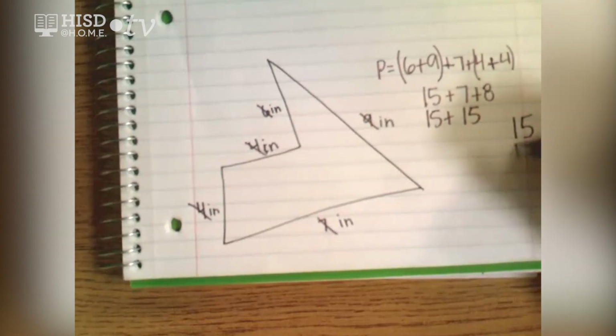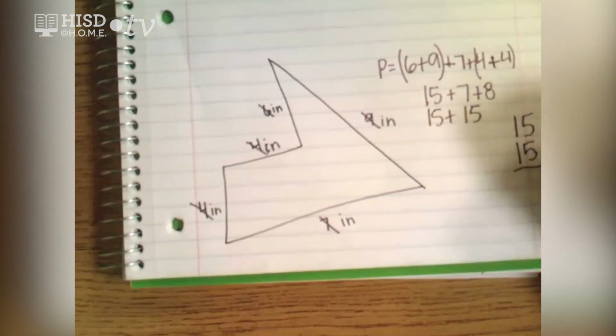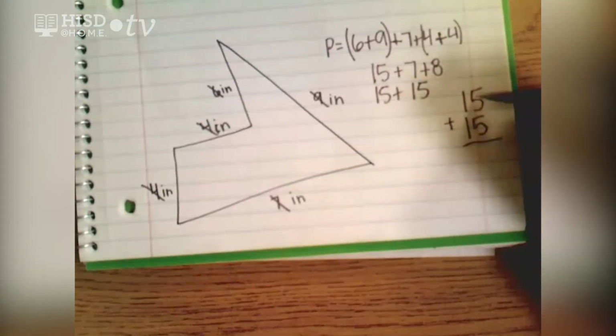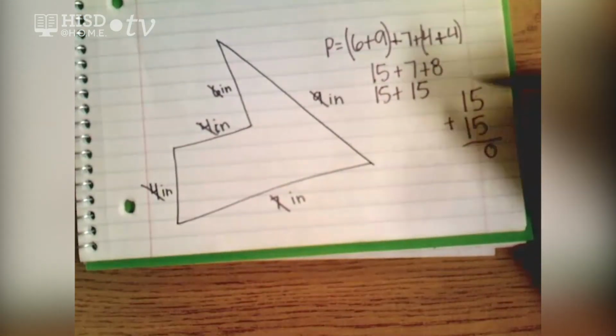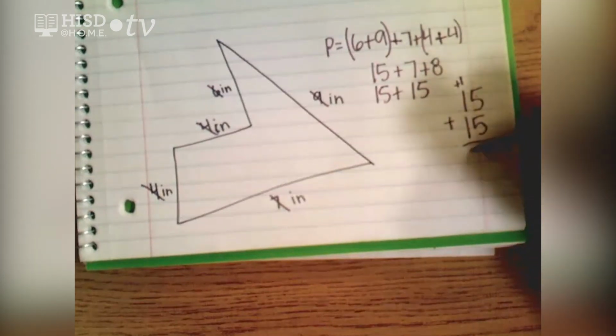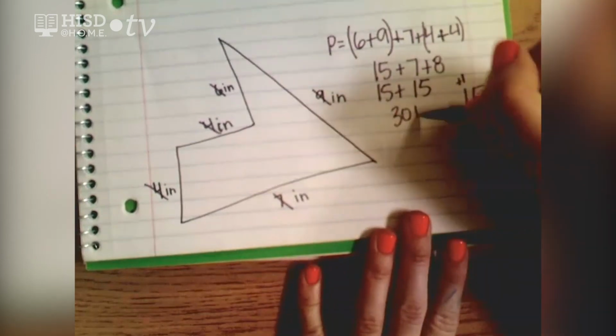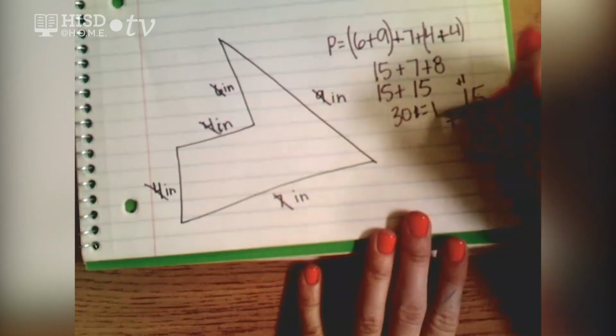Well, some of us already know what that is, especially if we think back to when we did time. But 5 plus 5 is 10. I need to regroup that 10 up here. I have 1 plus 1 plus 1 is 3, so it's 30. The perimeter is 30.